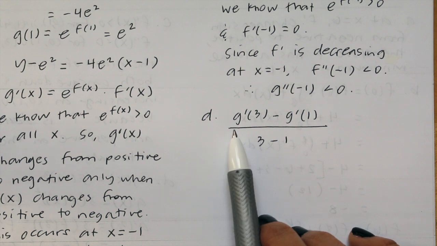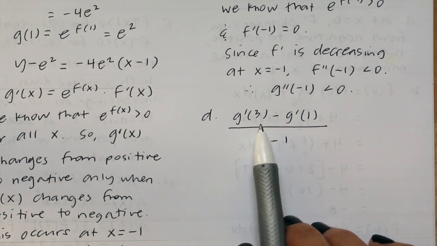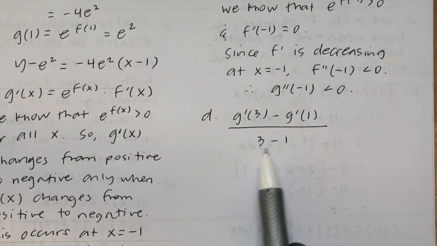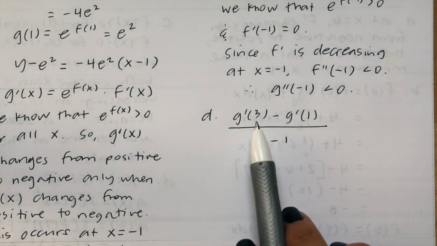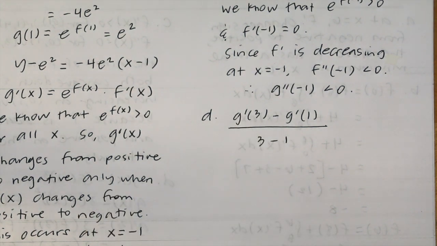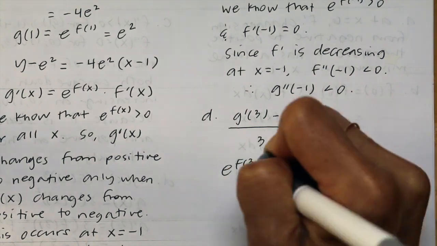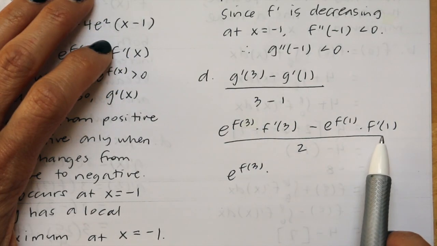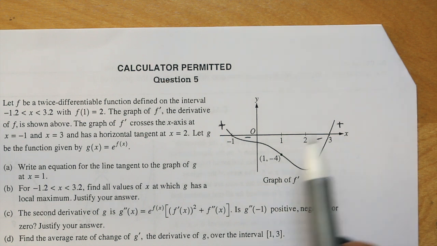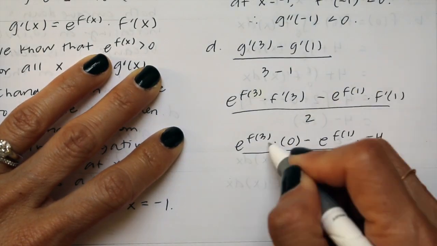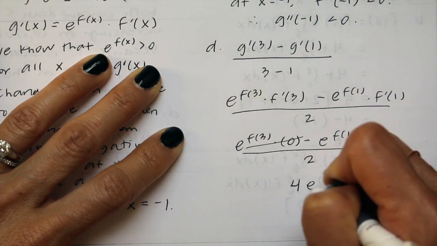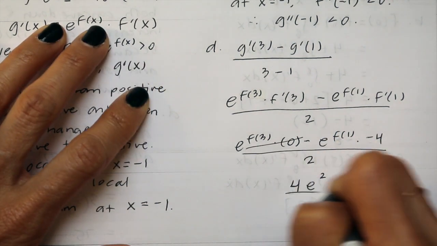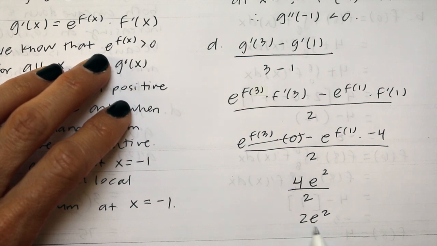So average rate of change for g prime is going to be g prime of 3 minus g prime of 1 all over 3 minus 1. And again, we found g prime in part B, so we're going to use that same expression. For f prime of 3 and f prime of 1, we'll look at the graph. So f prime of 3 is 0 and f prime of 1 is -4. F of 1 is 2. So you just get 2e squared.